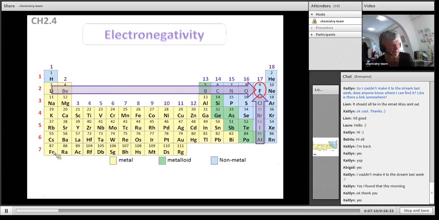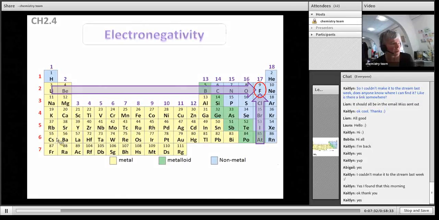It's pretty much cesium. Francium, I should say, francium. It's so radioactive, it doesn't last very long, so nobody's actually really measured its properties, but certainly cesium they have. Right, you are given a periodic table in the exams, use it.